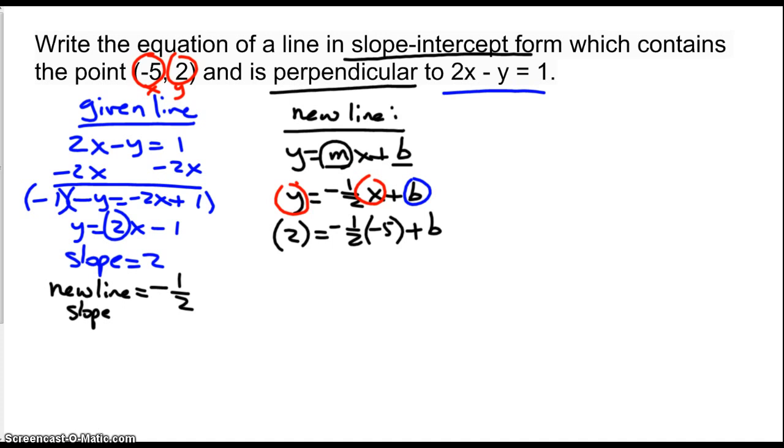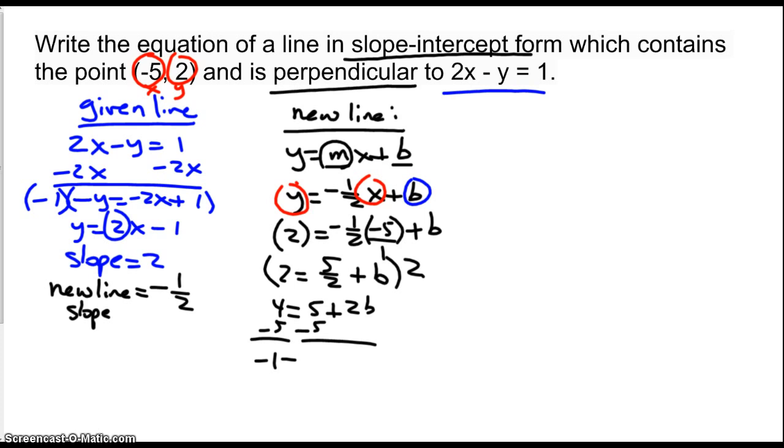Okay, let's multiply this fraction out. This is going to be negative times negative is a positive. If I put that 5 over 1, that's 5/2 plus b. All right. Let's get rid of all the fractions by multiplying everything by 2. So that's going to be 4 equals 5 plus 2b. And if I subtract 5, I'm going to get negative 1 equals 2b. And now if I divide by 2, I can find that b has to be negative 1/2.